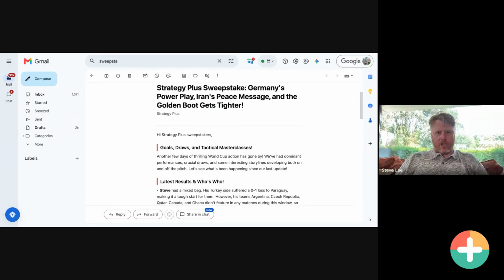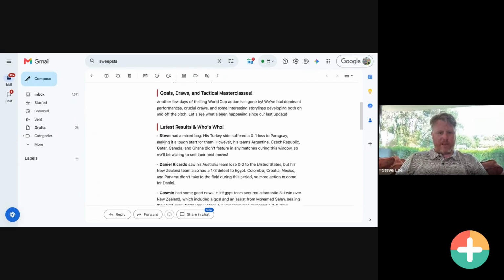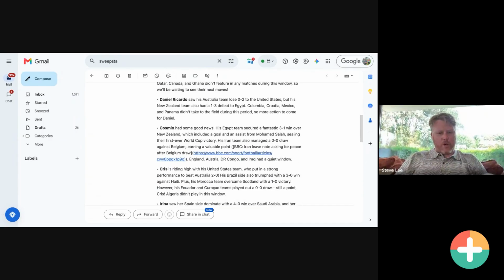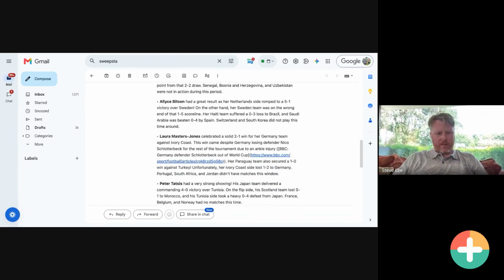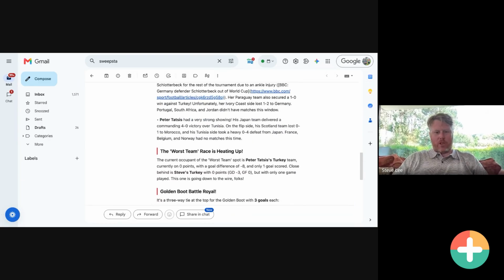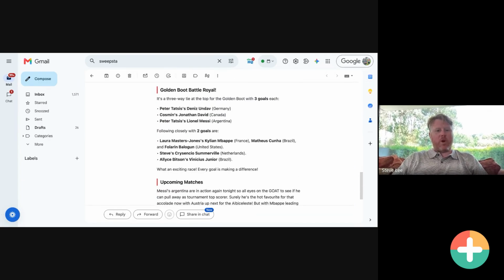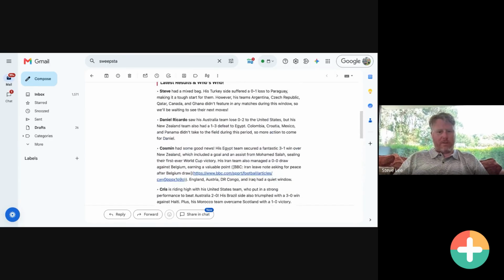So Strategy Plus sweepstake: Germany's power play, Iran's peace message, and the golden boot gets tighter. I've also programmed it to use a BBC Sport RSS feed, so it pulls in a little bit of news that people can link to from here. For people who aren't closely following the World Cup, this is a way of getting a little bit of information that they can possibly use at a water cooler. But also, here's our staff and what our showings are, and then we've got the worst team race. So it's quite an engaging email packed with genuine information and key links to the news from the BBC RSS feed.